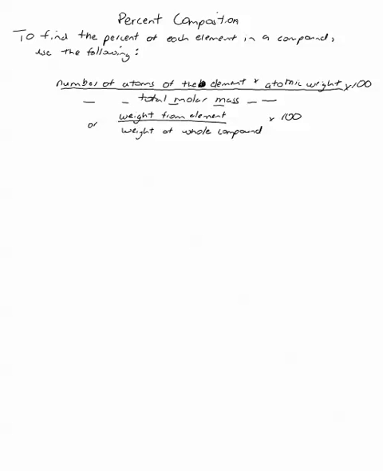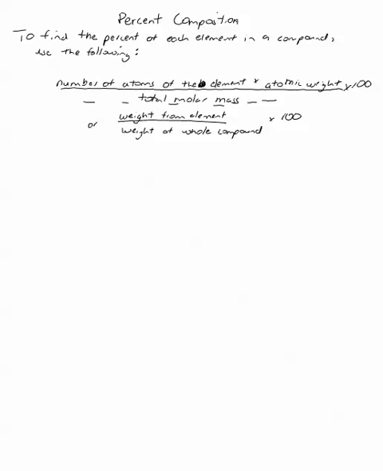I'm taking the part, dividing it by the whole thing, and multiplying by 100, and that gives me the percent. So for example, 5 divided by 10 would be 0.5, times 100 would give me 50%. So percents are found when you take the part divided by the whole, multiply by 100, and that'll give you the percent for that part.